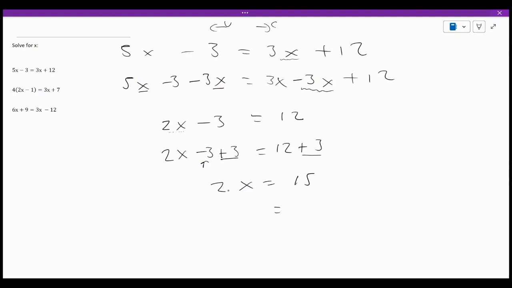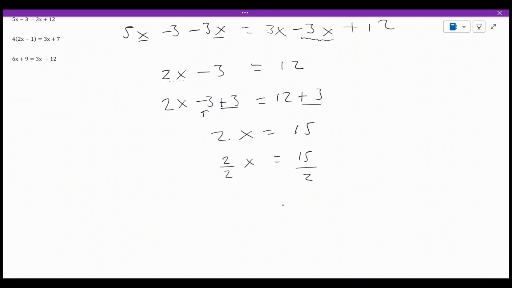Like I said, every function we're going to do the reciprocal of it to get rid of it. So we have 2x here, and 2x is going to be divided by 2. Then we have our x, and then we have 15 divided by 2 on this side as well. Okay, and then we're just going to have 2 divided by 2, that's 1. So we're just going to have x here and 7.5.